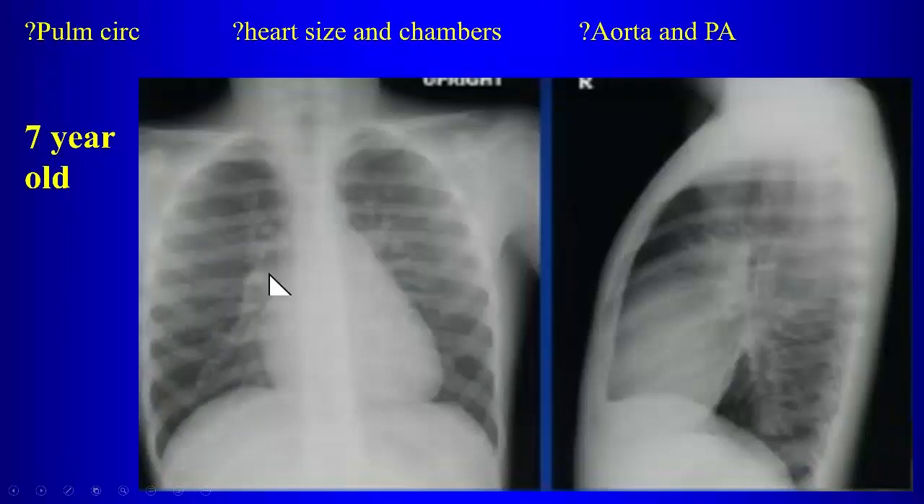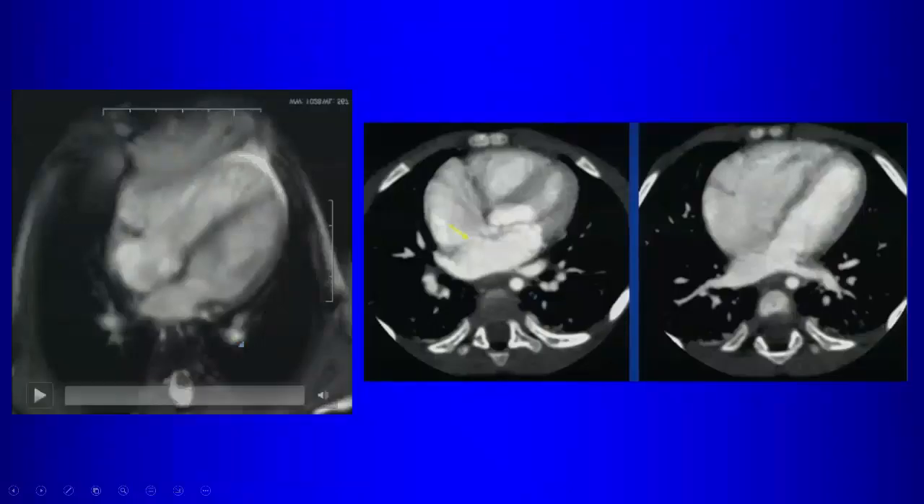In this case, overcirculation. Is the left atrium enlarged? No. So here you think about ASD. ASD, right? So that's an atrial septal defect, okay?